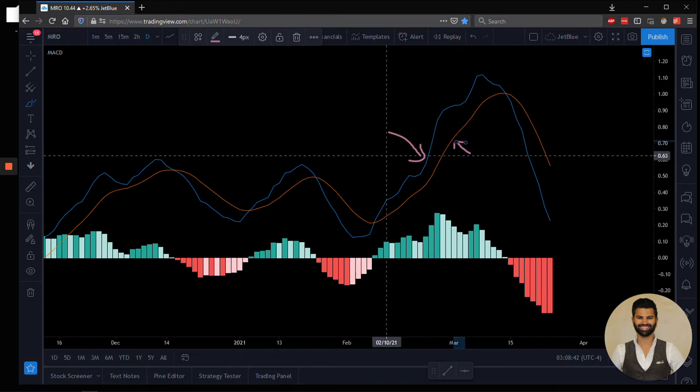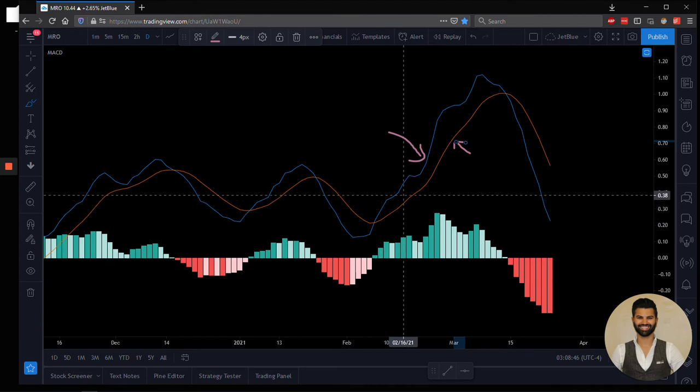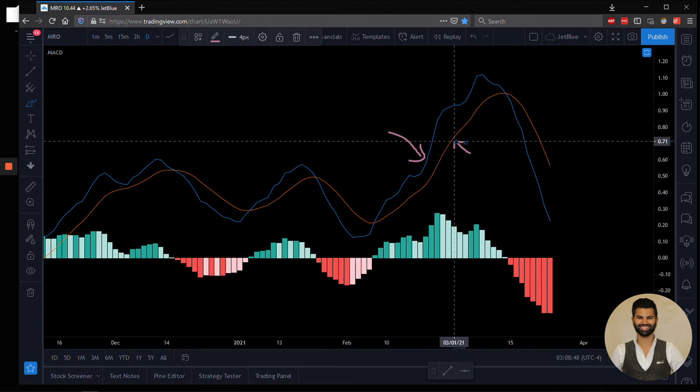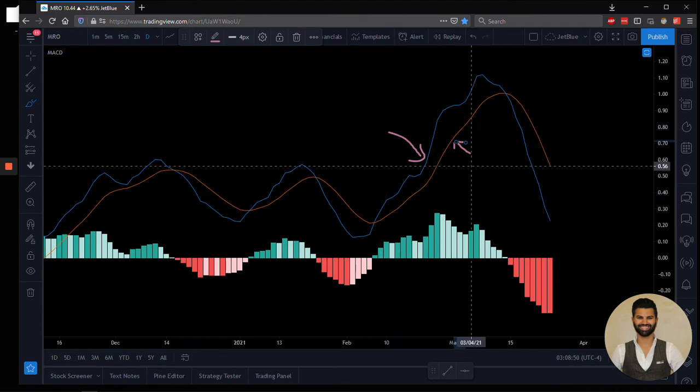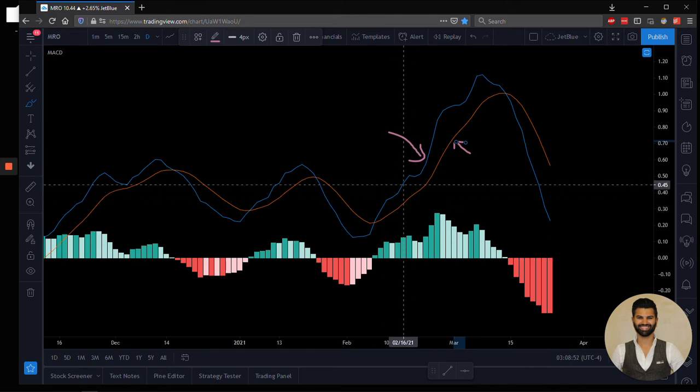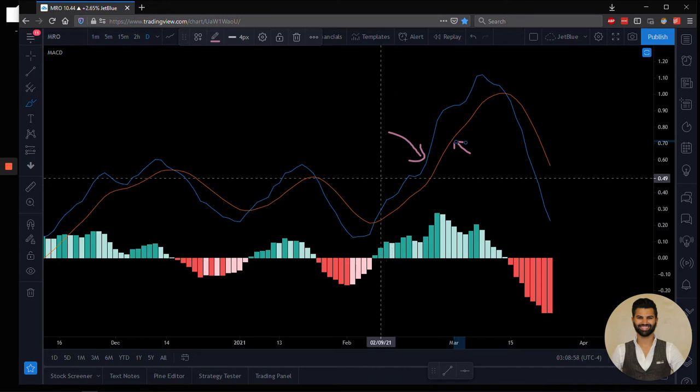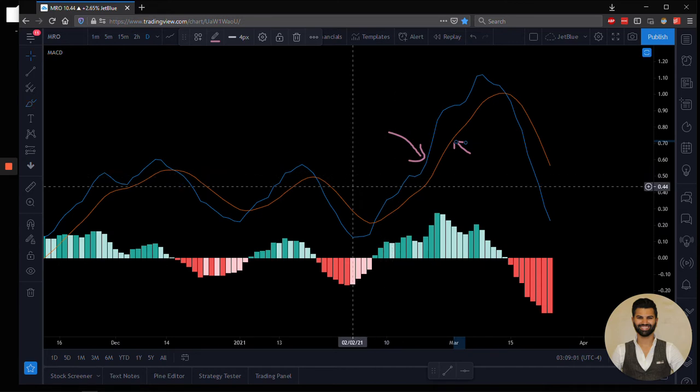The blue line are the buyers. You always want the buyers to be above the sellers. This orange line is the seller line. So when the blue line is above the orange line, the buyers are in control. They're running the show, and that's what you overwhelmingly want always. Let me show you more.